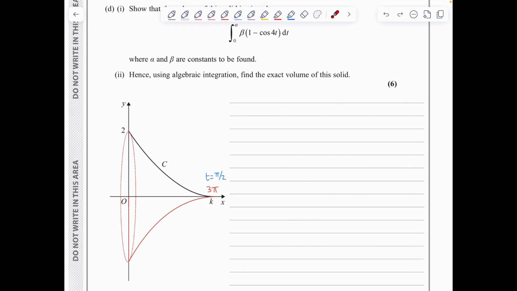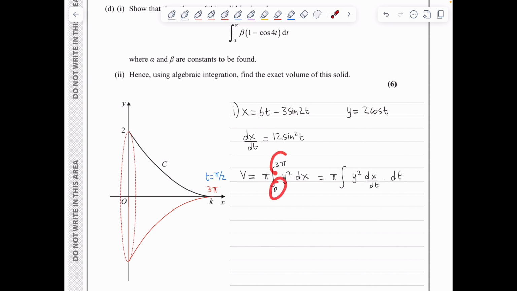Let's also recall the parametric equations for x and y, as well as the fact that dx/dt is 12 sine squared t. Well, we know that the volume of revolution is given by pi times the integral of y squared dx, from x is 0 up to x is 3 pi. But since y is given in terms of t, we've got the parametric equation for y. This becomes pi times the integral of y squared dx/dt times dt, and the limits change.